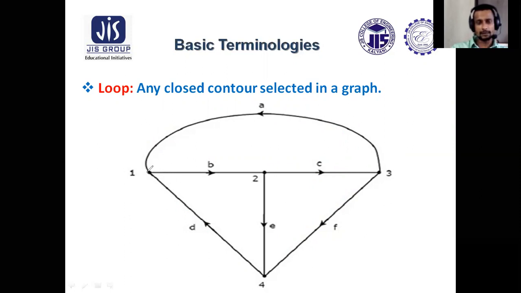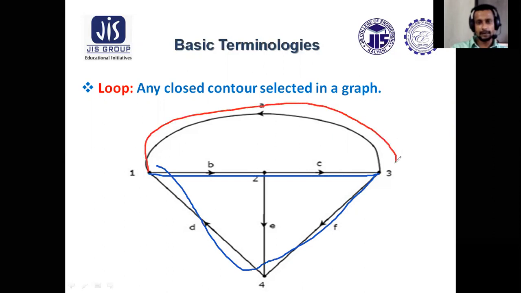Now let us come to outer loops. 1, 3, 4, 1 is a loop. That means this one is one loop. This one is another loop. So all these are loops. A loop must form a closed path.